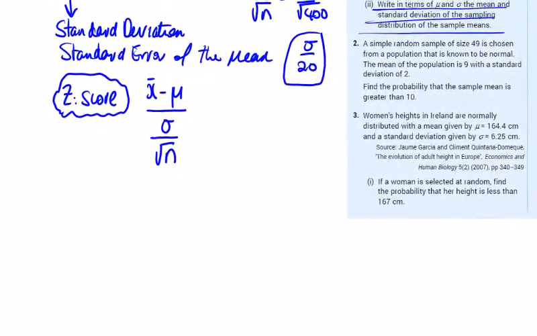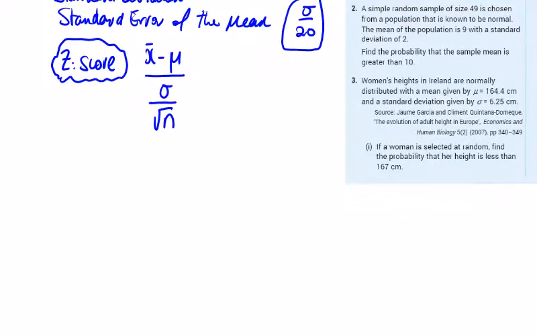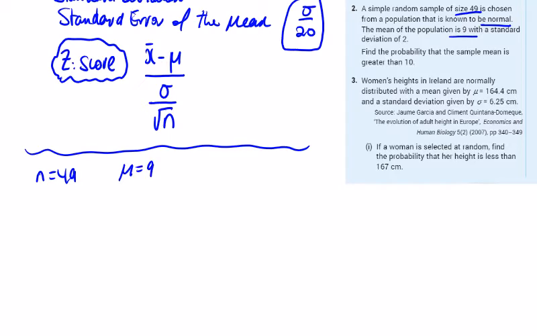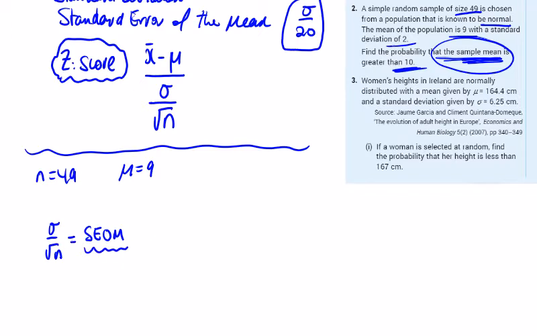Okay, question 2, a bit more numbers in question 2. A simple random sample of size 49 is chosen. N equals 49. It's known to be normal. The mean is 9, so mu is 9, and standard deviation of 2. Find the probability that the sample mean is greater than 10. So we're dealing with samples, so we use standard deviation over root n for my standard error of the mean. So we're looking at standard deviation, in this case we're told is 2. So 2 over the square root of 49 is equal to 2 over 7.